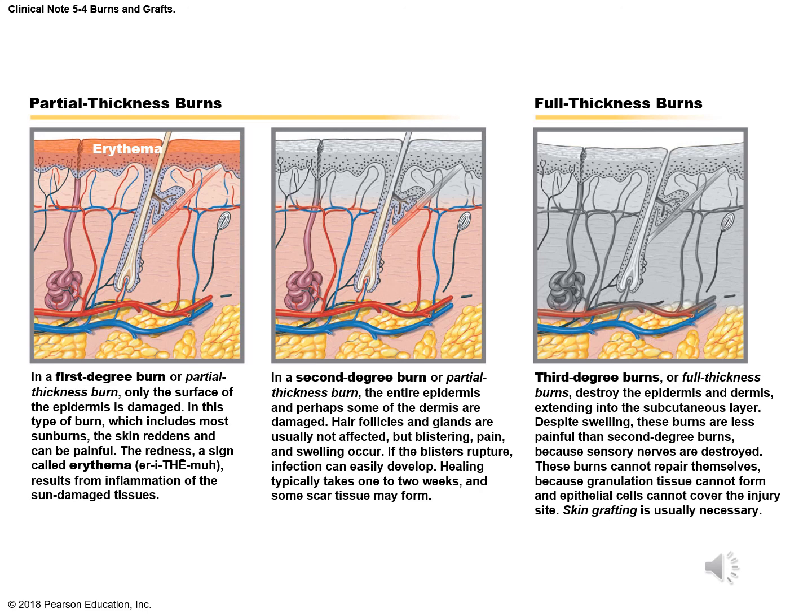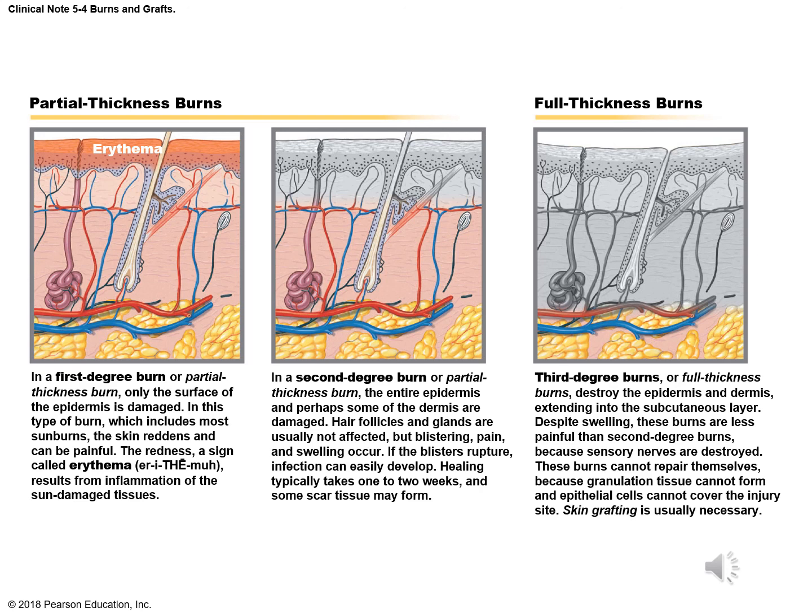Your first degree burn will affect just the surface of the epidermis. This is what sunburn does. It will cause a redness of the skin, which is called erythema, which is inflammation of the sun-damaged skin. Second degree burns will affect the entire epidermis and maybe a little bit of the dermis, and will result in blistering, pain, and swelling.